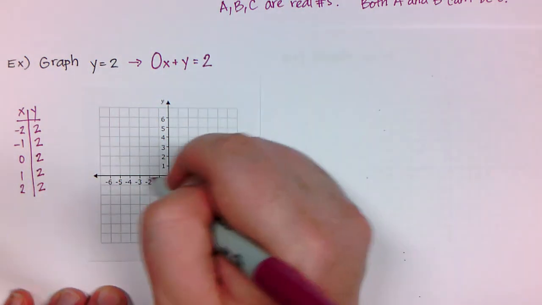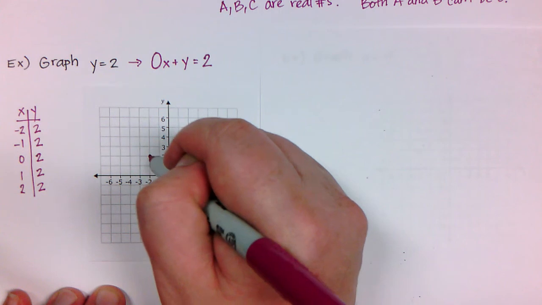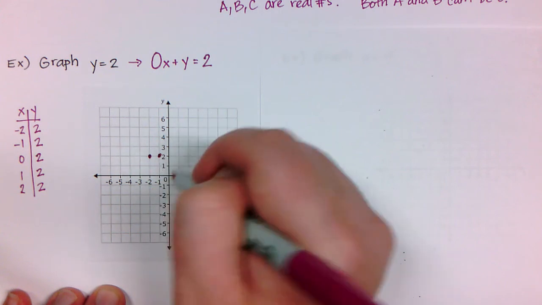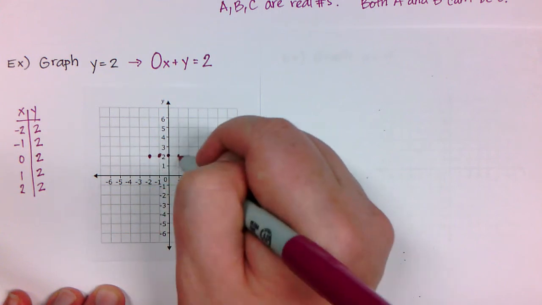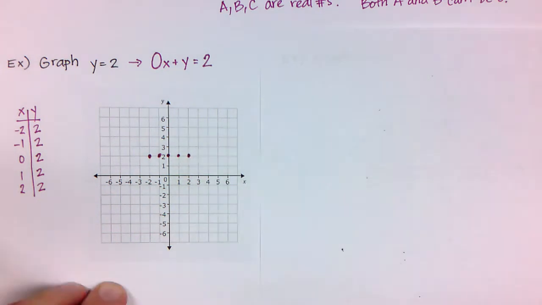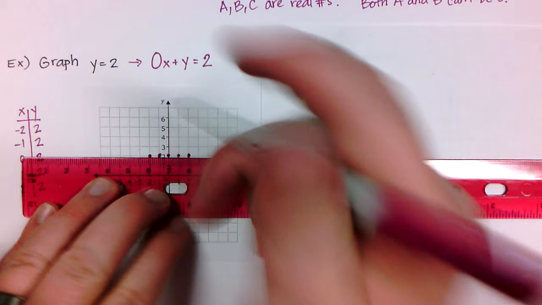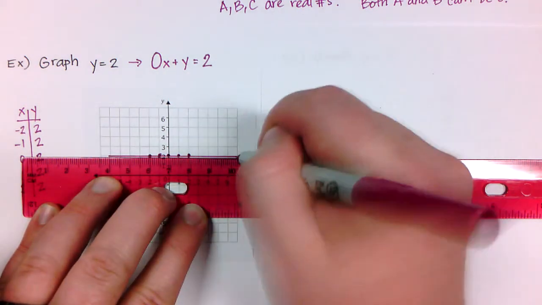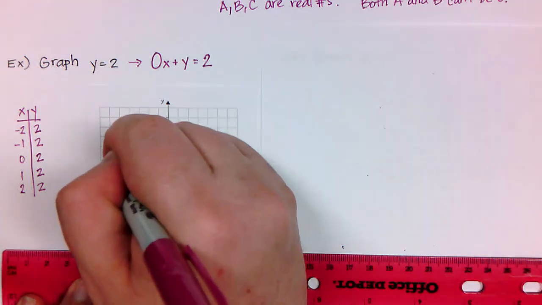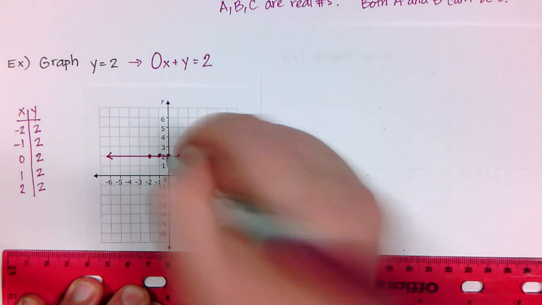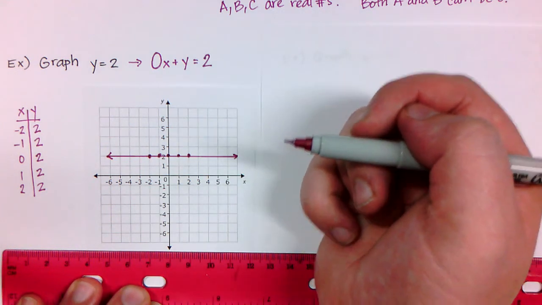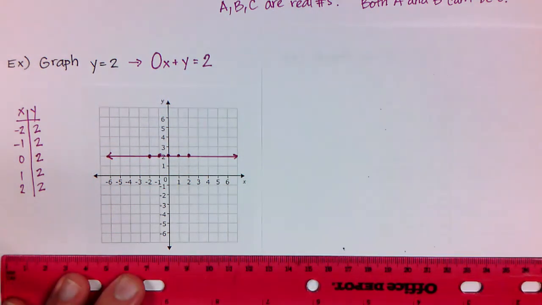So if I was going to graph all these points, I'd have -2 up 2, -1 up 2, 0 up 2, 1 up 2, 2 up 2. And the line that I have is a horizontal line crossing the y-axis at 2. Okay, pretty cool. Here's another one.